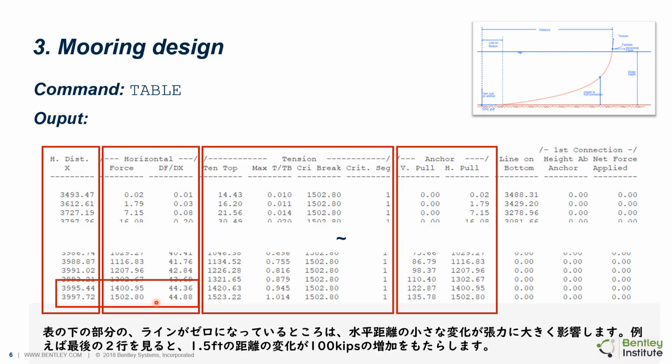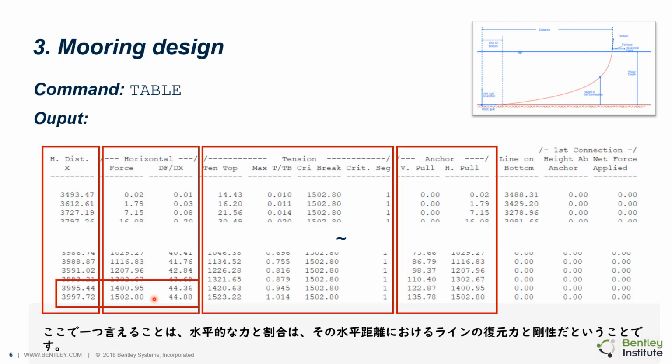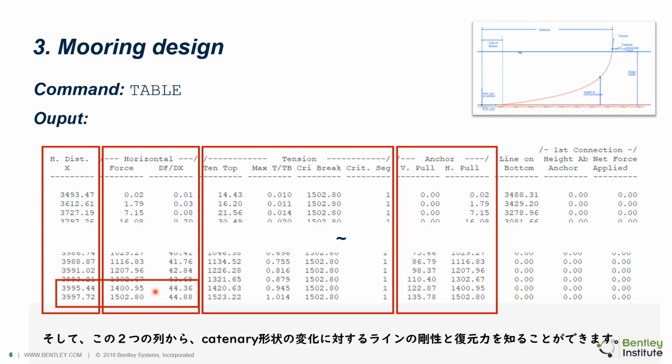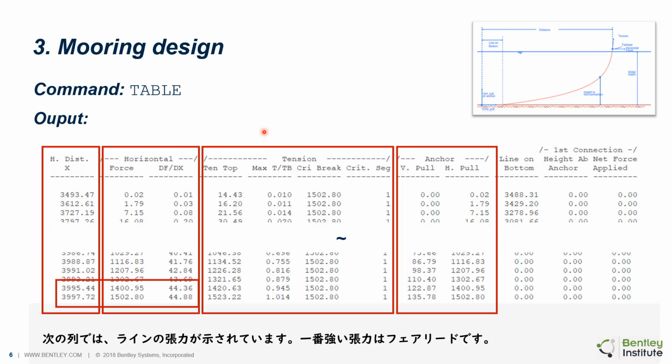For example, if we take a look at the last two, a 1.5 feet difference causes an additional 100 kips. Here, one thing to note is that we can say the horizontal force and the ratio are the restoring force and the stiffness of one line at that horizontal distance. So, through these two columns, we can get an idea of line stiffness and restoring force against the change of the catenary shape.